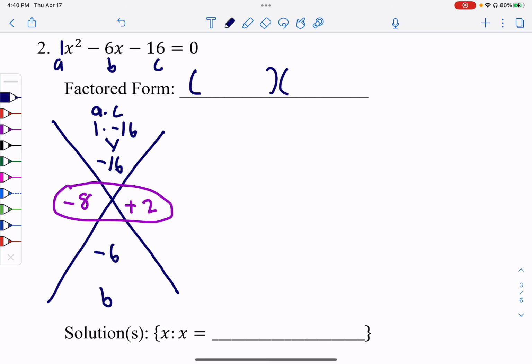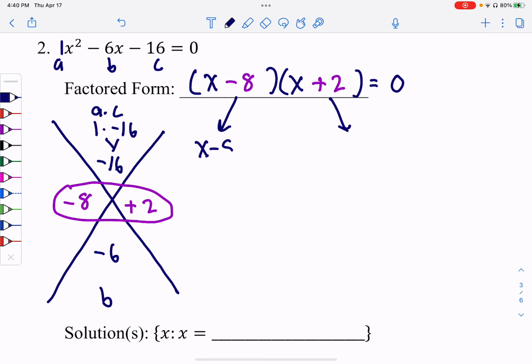So our factored form is x minus 8, x plus 2. And remember, since we started with equals 0, this whole equation is still equal to 0. So we just factored using the x factor, and then we want to actually solve it. We have to use the zero product property.